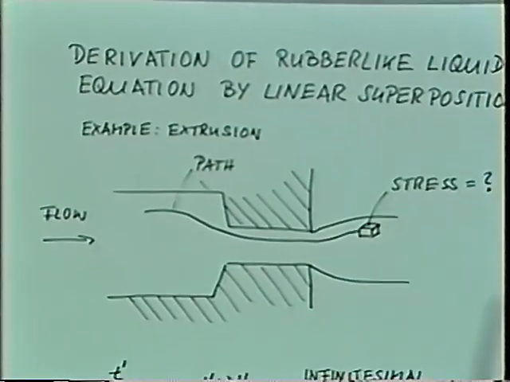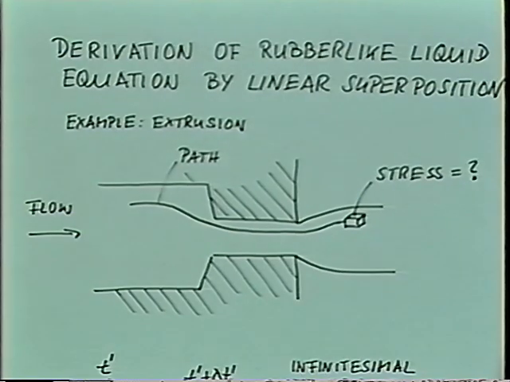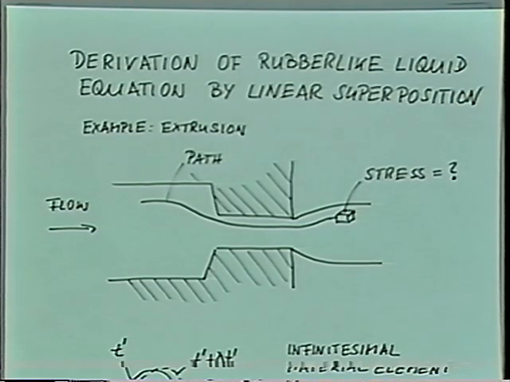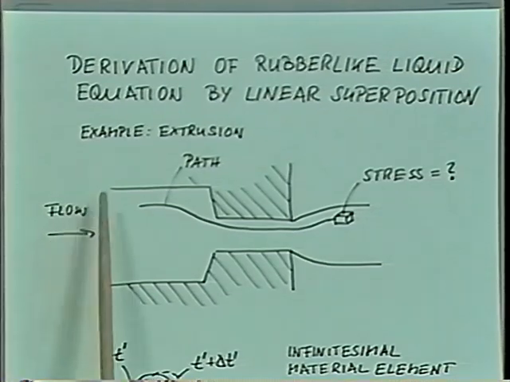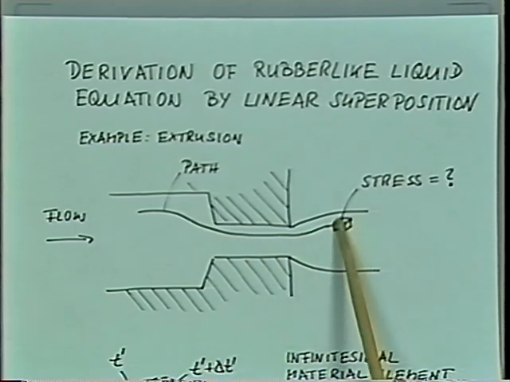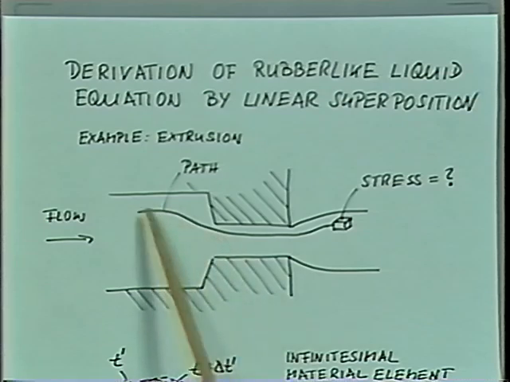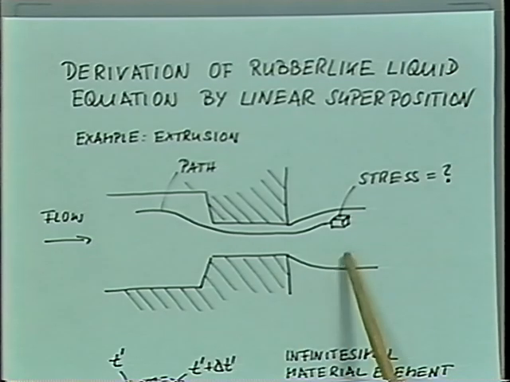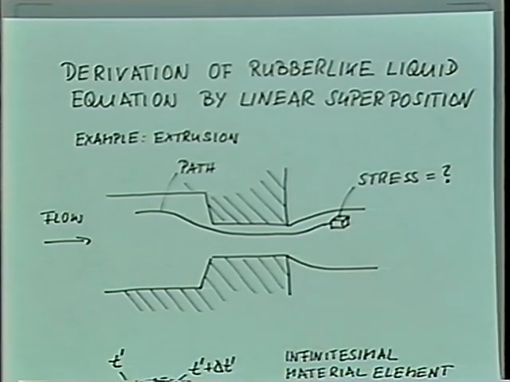He derived this equation in a very elegant fashion from molecular arguments also. But let me put a simple linear superposition principle forward, which gives us this equation. We would look at an example, for instance, extrusion through a die, where a material element moves along this path. When it's at this position, say, we would like to know the stress. Now, the stress here is a function of the strain history. We would like to use a constitutive equation to relate this strain history with the stress here.